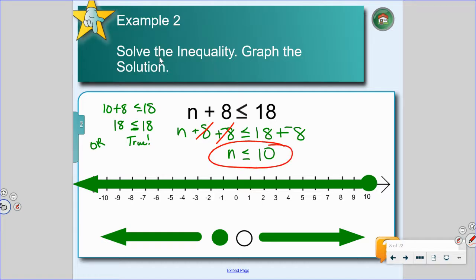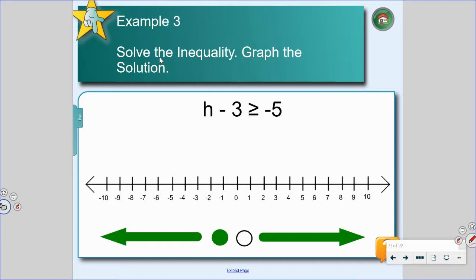So, the solution statement to solve that inequality, any number n works as long as that number is less than or equal to 10. And the graph of the solutions, solid dot at 10, a ray leading to the left forever and ever. Onward we go. Let's get rid of that negative 3. In fact, some of you change it to a negative 3 with a positive 3. And let's be fair to the other side as well. Negative 3, positive 3 cancel out, greater than or equal to negative 2, which means we need a solid dot at negative 2.